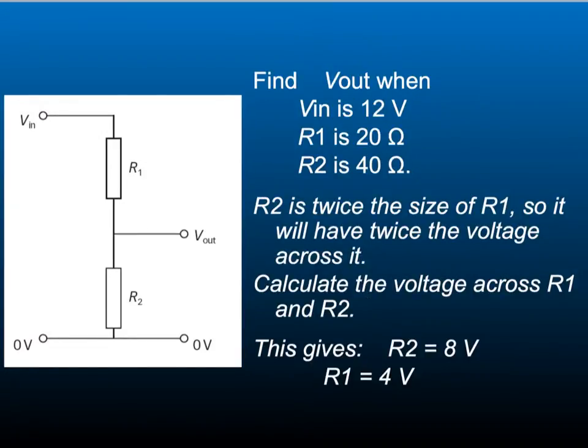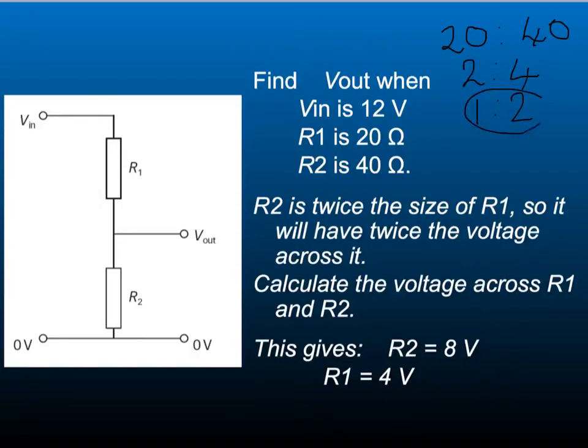Sometimes it's a little bit more complicated than this, as the resistors are not always equal. In this example, R1 is 20 ohms and R2 is 40 ohms. Now R2 is twice the size of R1, so it will have twice the voltage across it. If we want to calculate the voltage across R1 and R2, we can do it by using ratios. So R1 is 20 ohms and R2 is 40 ohms. We can simplify that down to 2 to 4 and then 1 to 2. So the voltage will split in the ratio of 1 to 2.